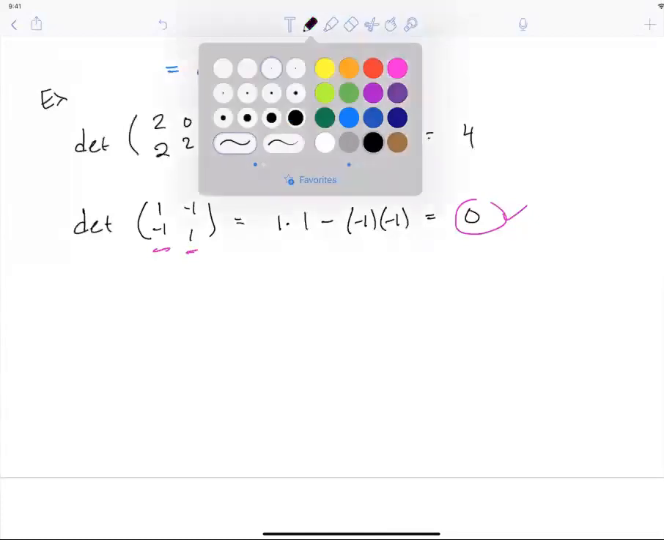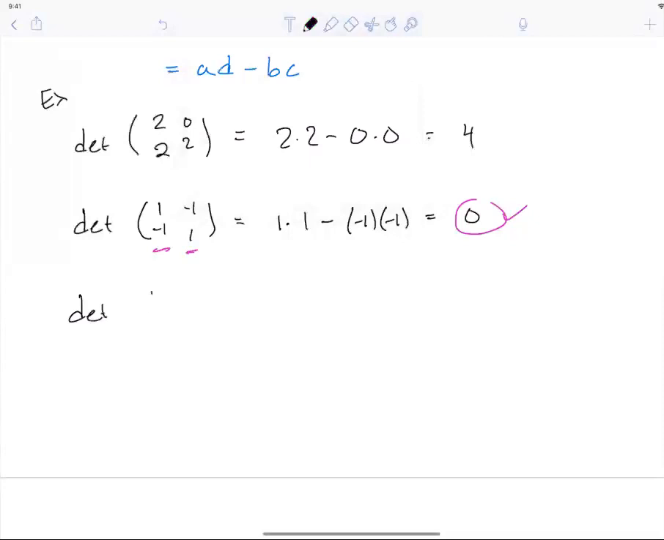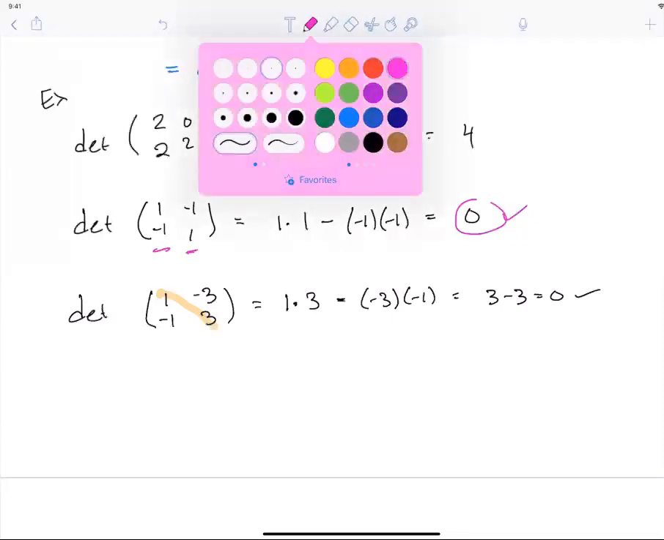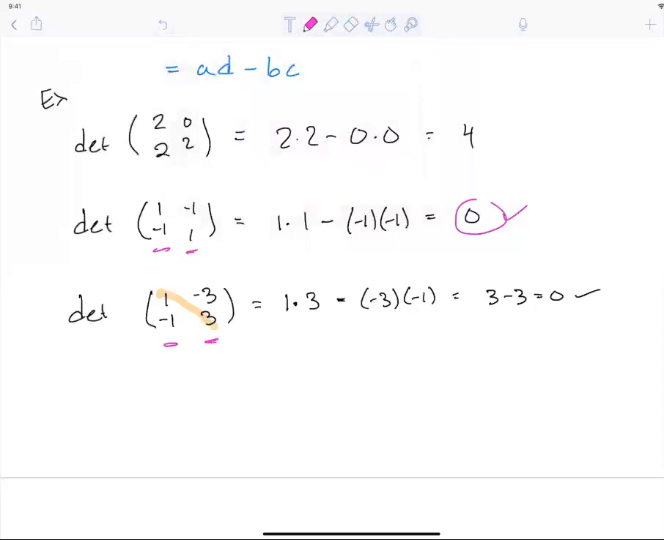And then what's great about this is that even when you can't spot it directly, the determinant of something like this, when it's not as clear that they're multiples of each other, it also still pans out. This is 1 times 3 minus -3 times -1, which is 3 minus 3, which is 0. So this also tells us that these two columns are linearly dependent and that the matrix is not invertible. All right, so that's what it is for 2x2.